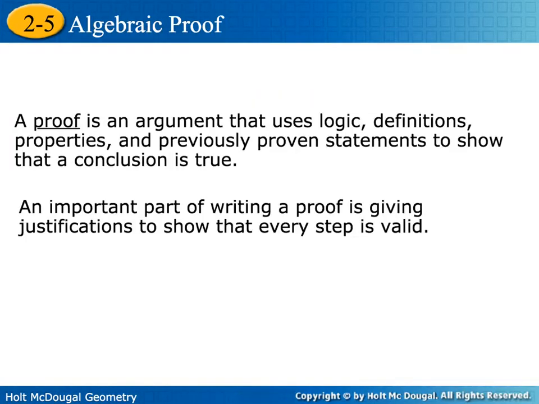Let's go ahead and make that the first buzzword. And your only buzzword is going to be proof. A proof is an argument that uses logic, definitions, properties, and previously proven statements to show something is true. Or what they say, a proof is an argument that uses logic, definitions, properties, and previously proven statements to show that a conclusion is true. Conclusion, something, same thing. An important part of writing a proof is giving justifications to show that every step is valid. If you're going to say something is true, you have to show why it is true.